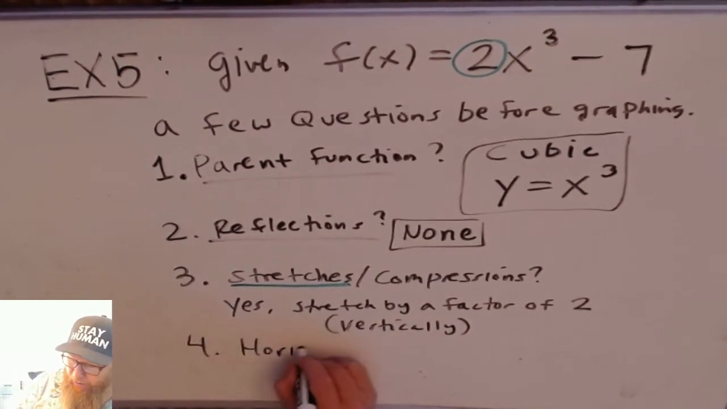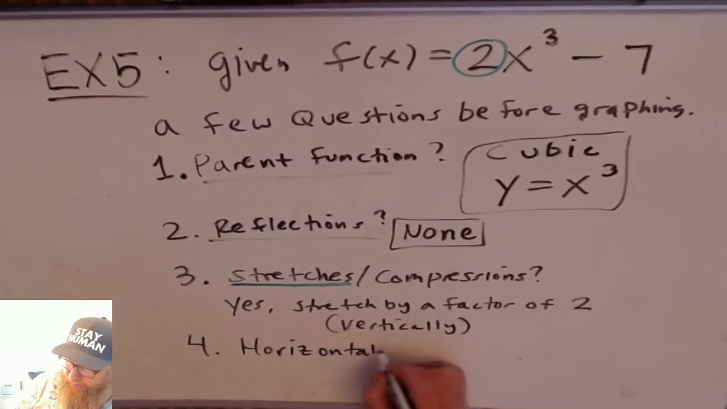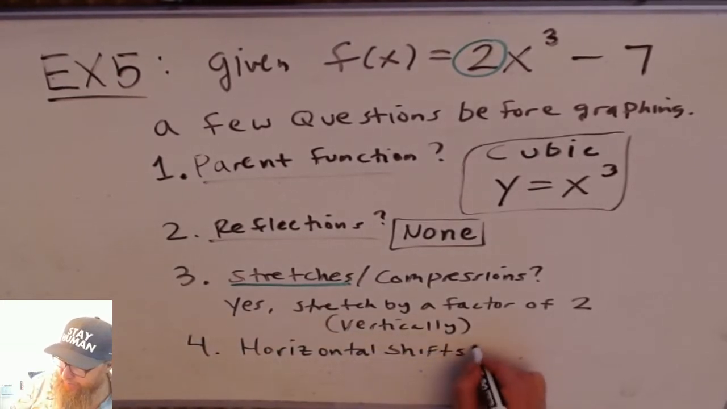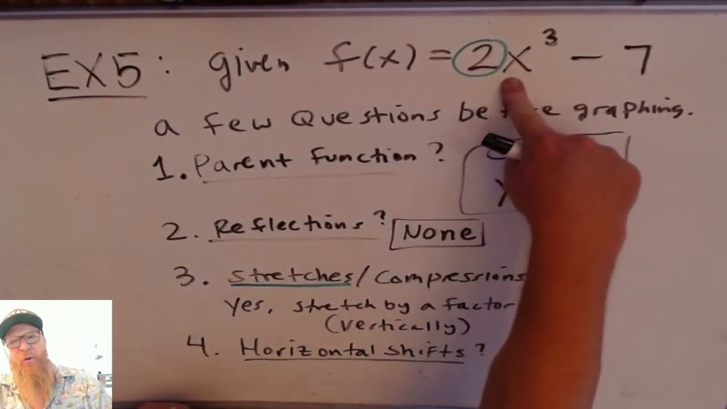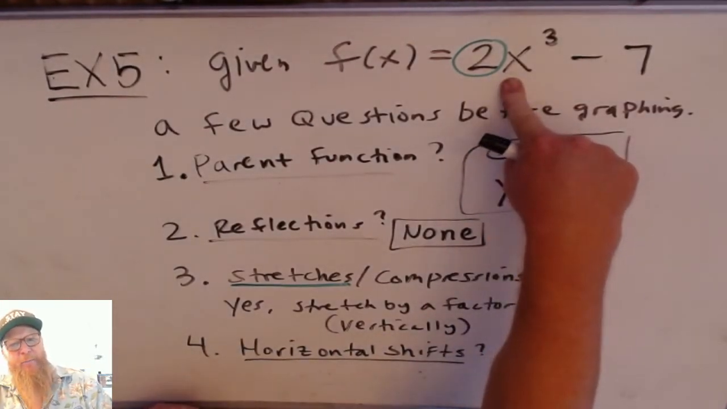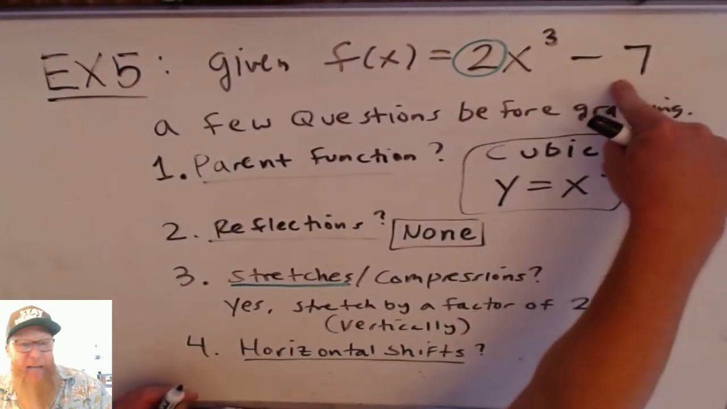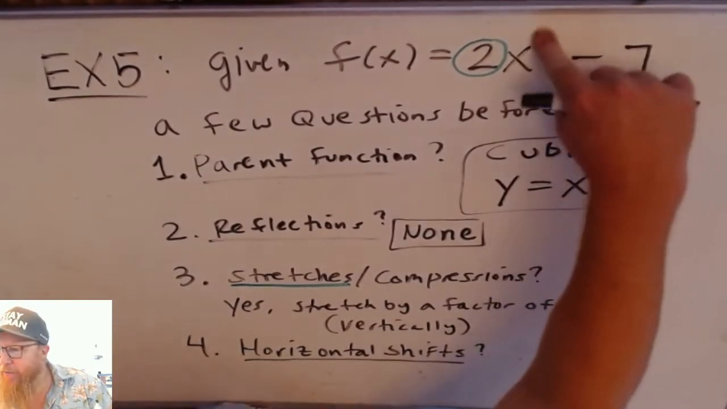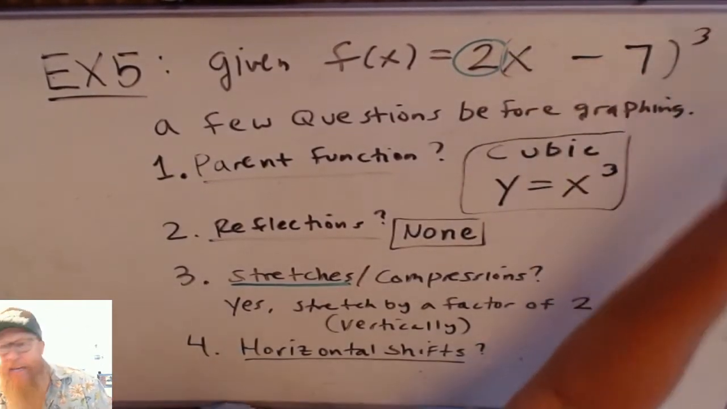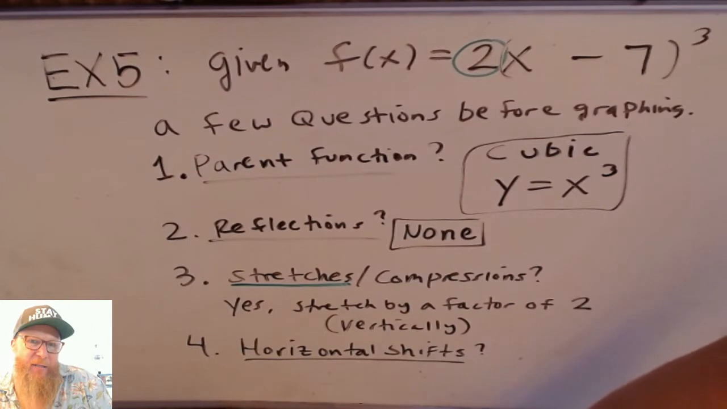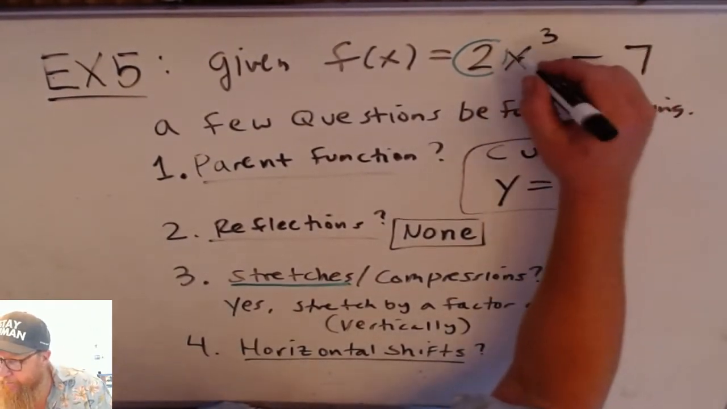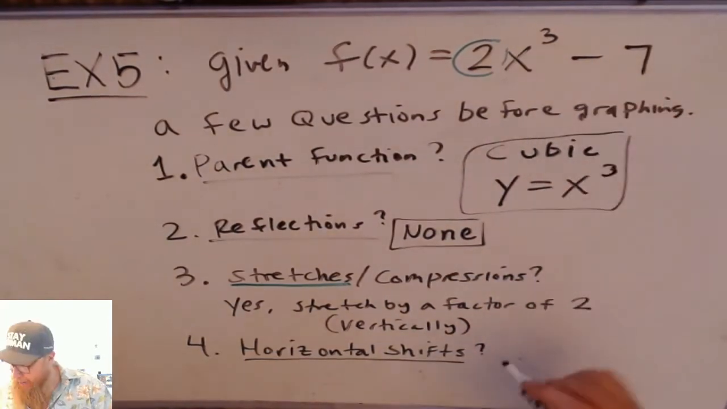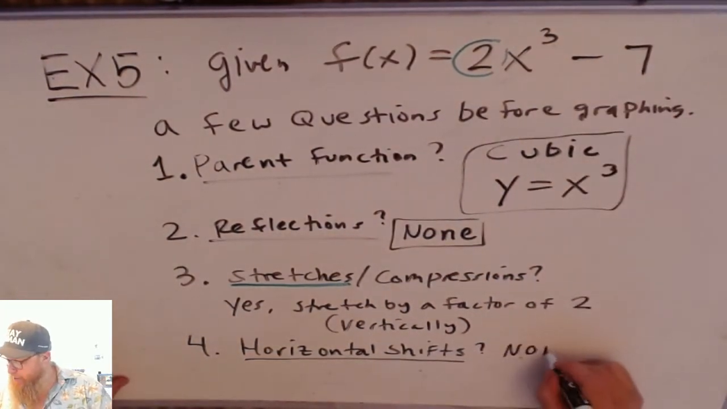Are there any horizontal shifts? Is this graph being shifted horizontally? No, because the -7 is not inside parentheses. If the -7 were inside parentheses like that, then it would be yes. But since it's not, I'm not going to change the problem. The -7 is not in the parentheses, so no, none.